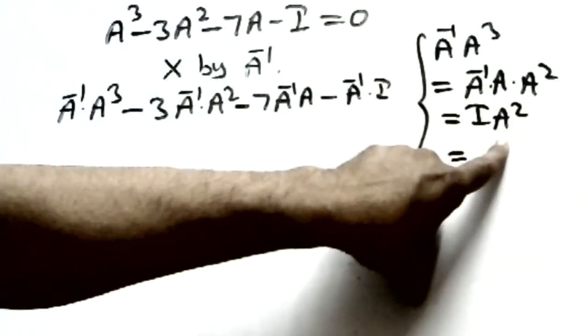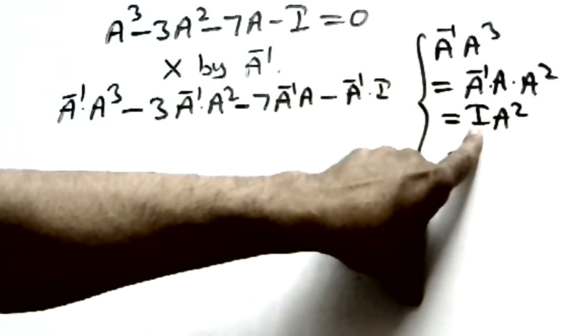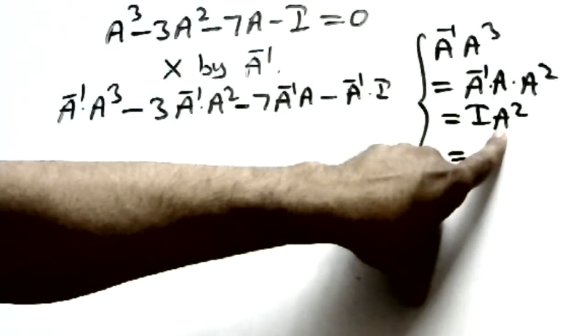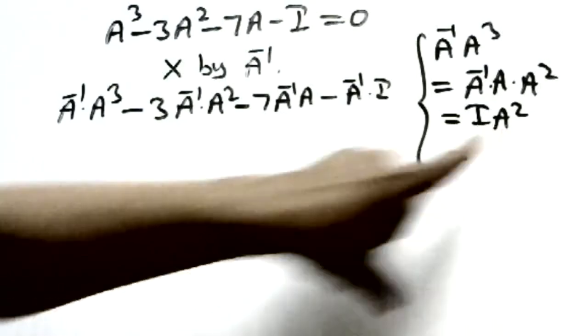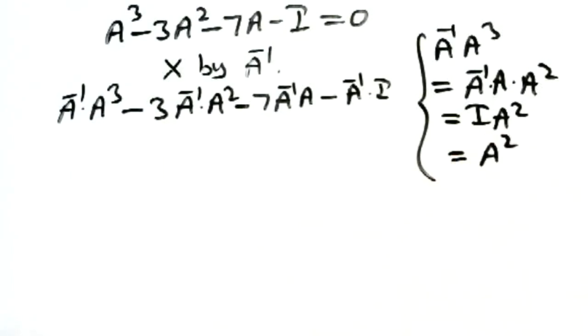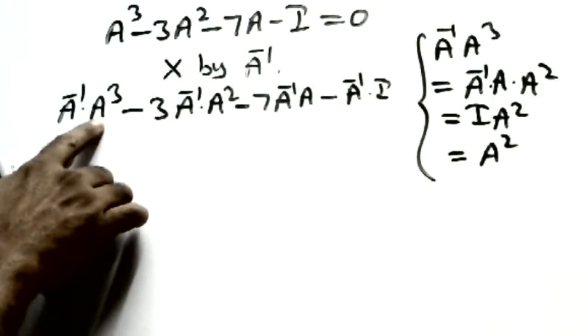So I into A square. If you multiply with I, you will get the same matrix. This is the identity matrix under multiplication. So I into A square is the same as 1 into 5 is 5, 1 into 5 is 5. Same as that, I into A square is A square. Whenever we multiply with I, we'll get the same matrix.